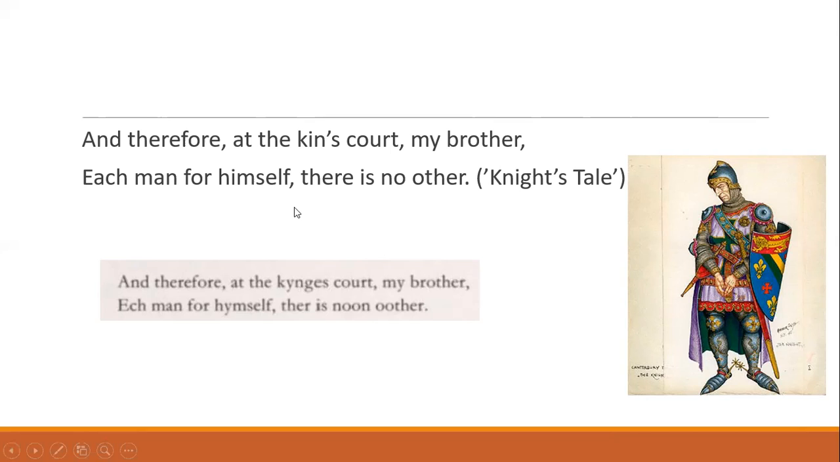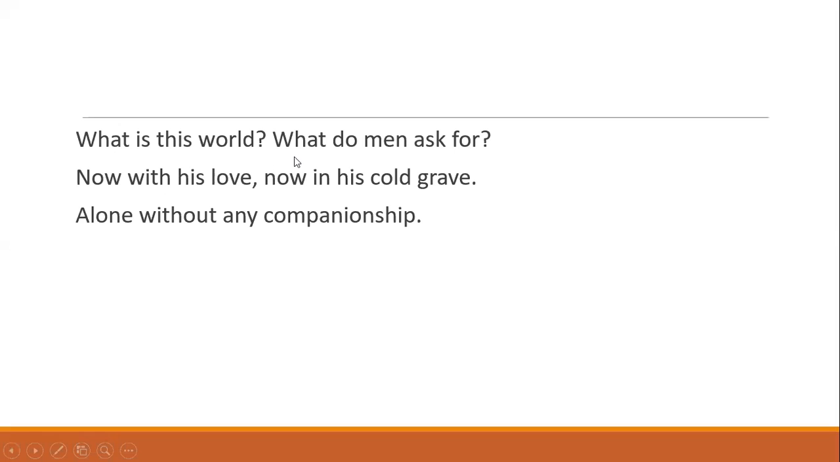And now we will move to the last part that we will discuss from the Canterbury Tales, the last short story. What is this world? What do men ask for? Now with his love, now in his cold grave, alone without any companionship. The narrator is asking about human beings in general.